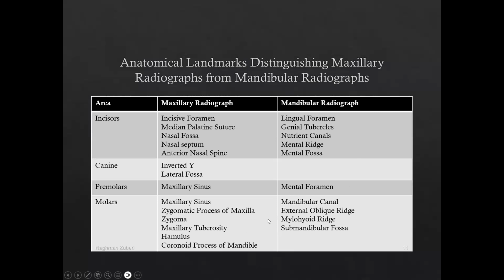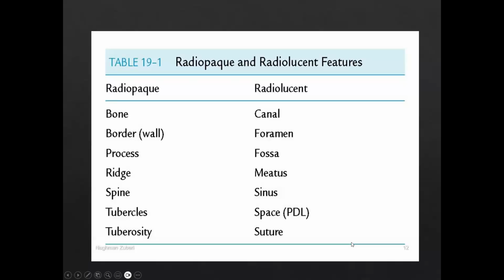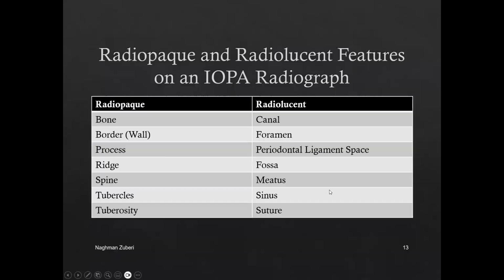Mandibular radiograph, in the molar region, you would be able to see the mandibular canal, external oblique ridge, mylohyoid ridge, and the submandibular fossa. Well, radiopaque and radiolucent features. On an intraoral periapical radiograph, radiopaque will be bone, border or wall, process, ridge, spine, tubercles, and tuberosity. Radiolucent will be a canal, foramen, periodontal ligament space, a fossa, a meatus, a sinus, a suture, etc. Suture between the two bones.